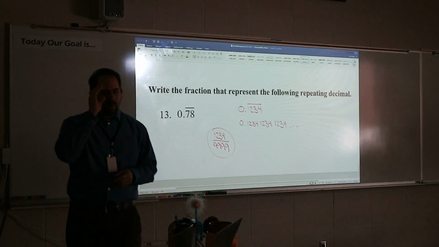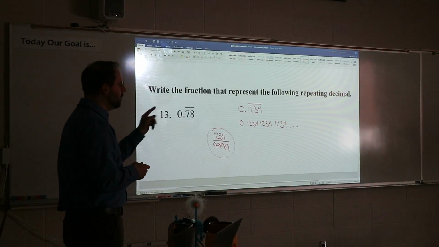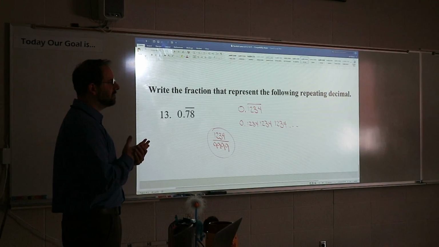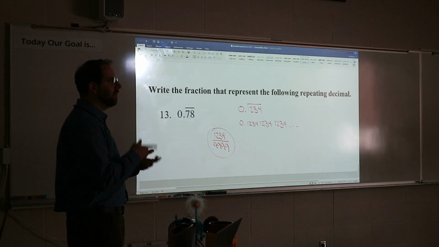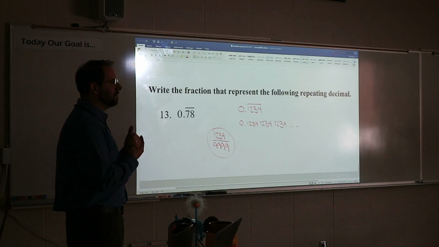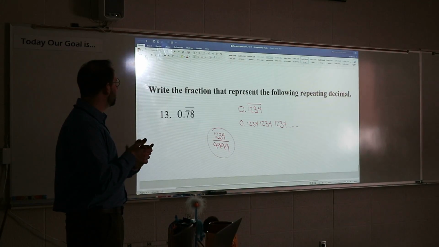Now, in your homework, you have to do that. That's one of the additional problems I added yesterday. You had to make up 5 repeating decimals yourself and make them fractions, and you couldn't use the ones in the book. So you had to make up your own. Well, I see how easy 13 was after going through that one. Yeah, it's pretty straightforward, it's pretty easy.